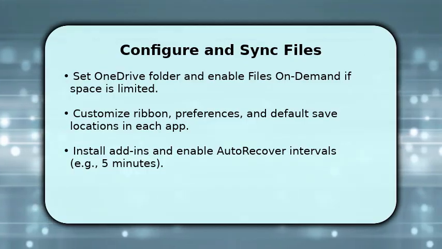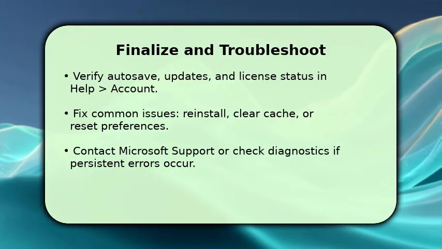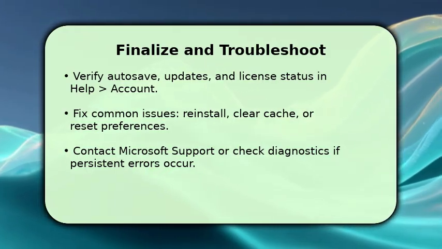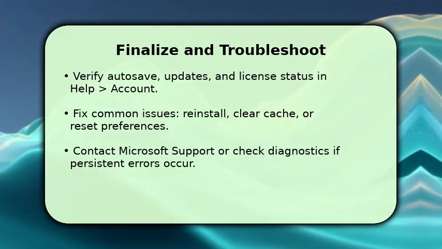To finish, verify autosave is working, Office updates are current, and your license shows active under account. Save a final test file to OneDrive and open it on another device to confirm sync.